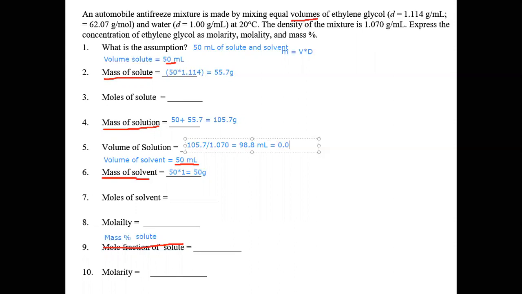Convert this to liters, 0.0988 liters. So now we have the volume of solution, we have the mass of solute, mass of solution, mass of solvent. Now we need to find the moles of solute. So it gives us the molar mass of ethylene glycol. We get that's the moles of solute.